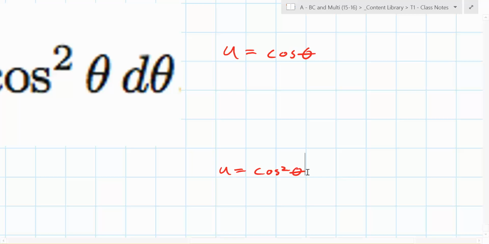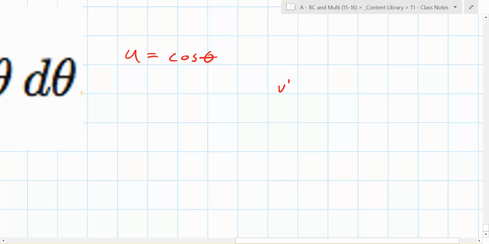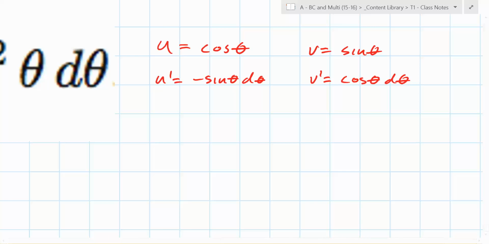You let the dx be its own thing. The key thing to remember is the dx can be one of the elements, right? Do you want to use u as cosine or u as cosine squared? Who wants cosine? Okay. So if that's true, what does v prime have to be? Cosine theta d theta, right? So what does u prime equal? Negative sine theta d theta. So what does v equal? Sine theta.